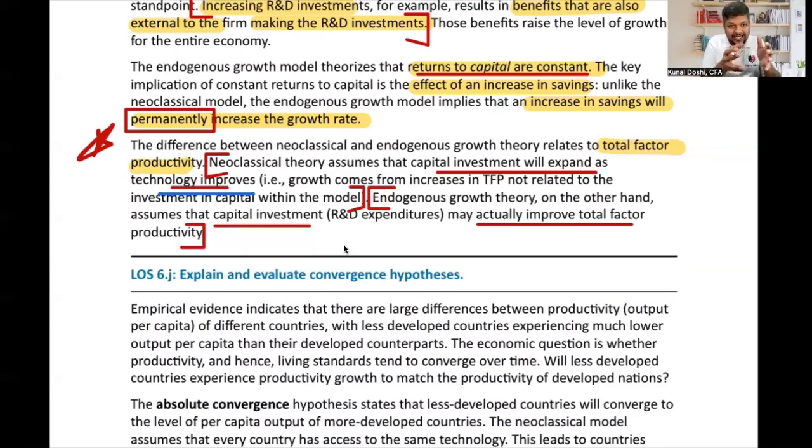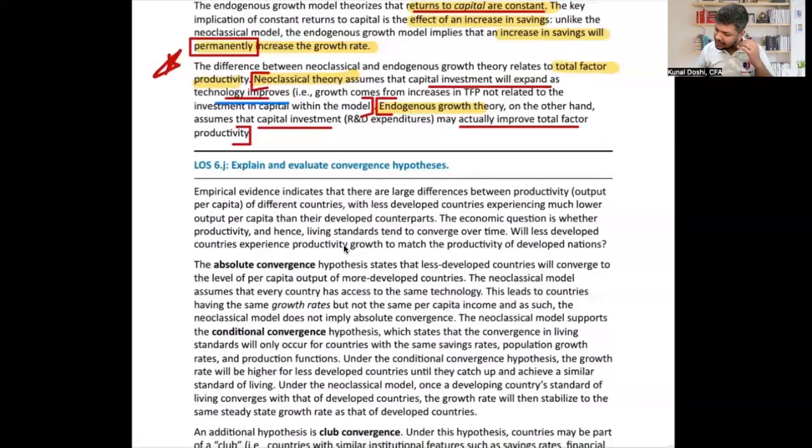Correct? So neoclassical says that an increase in technology will attract capital, but capital's effect will be temporary. On the other hand, endogenous theory says that, hey, you know what? If you increase capital investment, that will boost more technology and it will have a permanent effect on economic growth. Understood, everyone? Correct, correct, correct.